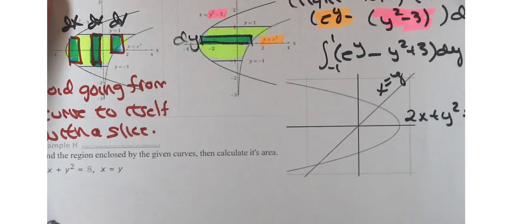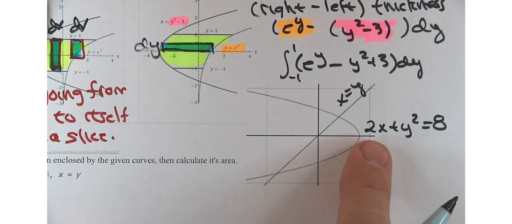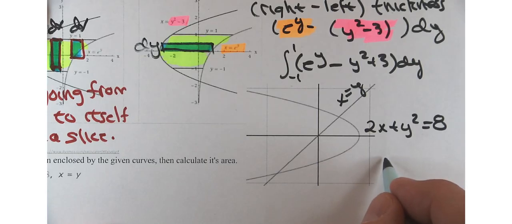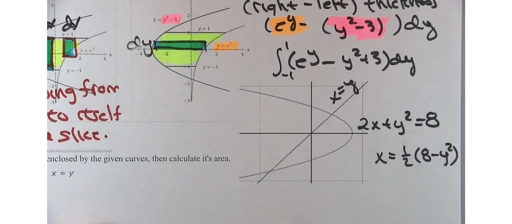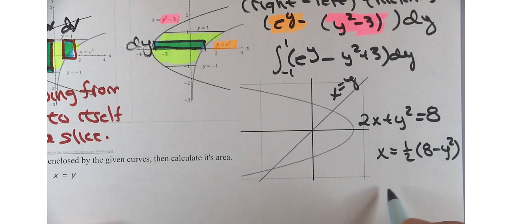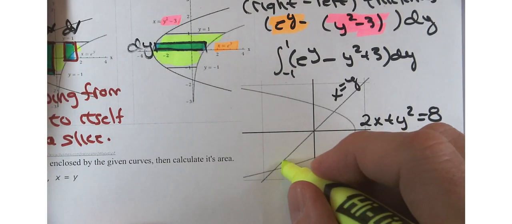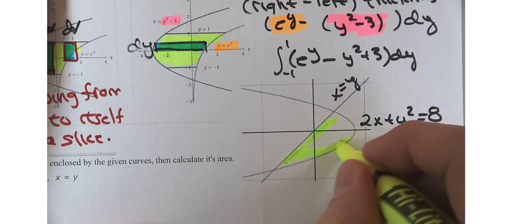Now I will give you a little bit of a heads up here. You're going to need to solve for x. So if you were to solve for x, it'd be x equals 1/2 times 8 minus y squared. You can distribute the 1/2 if you want. Doesn't matter. If you want to write it as 4 minus y squared over 2, that's fine. But see what you can do to set up that integral. We're going to try and find the area enclosed by these two curves.